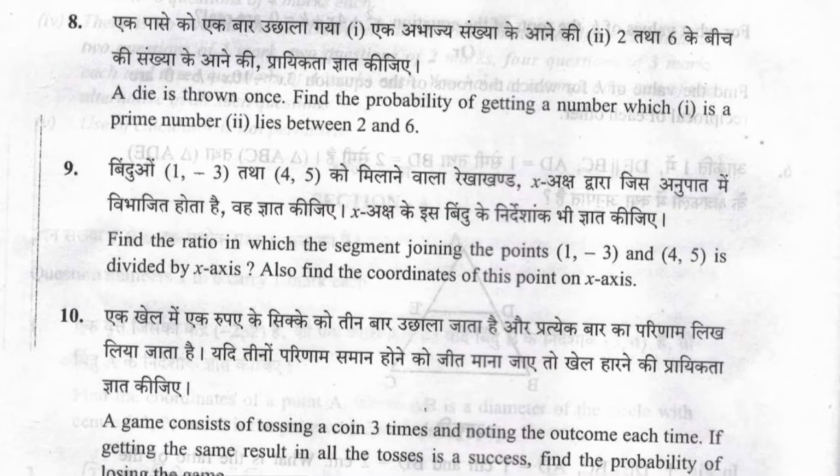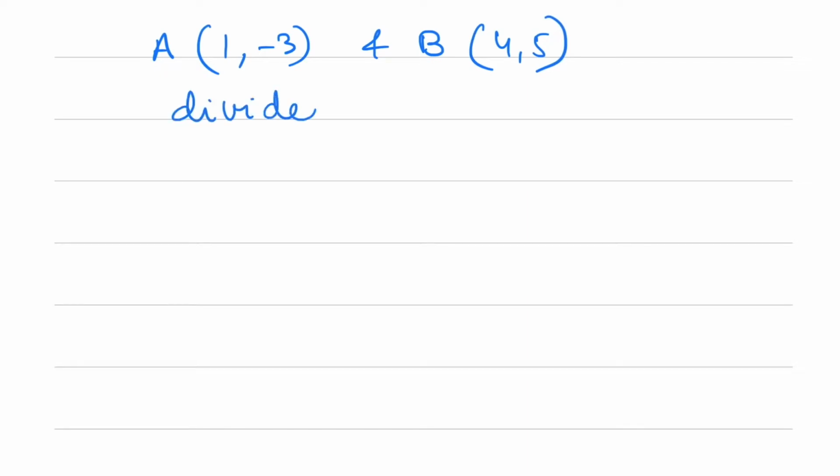Question number 9. In this we have to find the ratio in which the line segment joining the points (1, -3) and (4, 5) is divided by the x-axis. And we also need to find the coordinates of this point on the x-axis. In this question we are given 2 points. Let that be A, whose coordinates are (1, -3), and B, whose coordinates are (4, 5). Now this is divided by the x-axis.